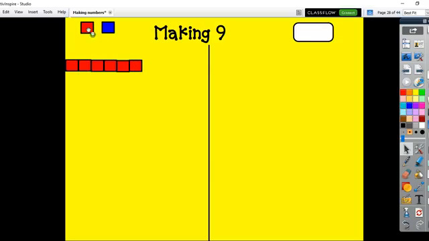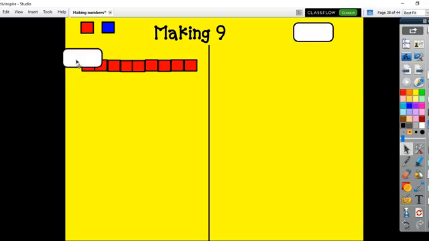So I would still count that as a part of 9. So I'm going to, that's 7, 8, 9. And so actually I'm going to slide them over a little bit, just like that. So I have my 3, 4, 5, 6, 7, 8, 9. So I have my 9.